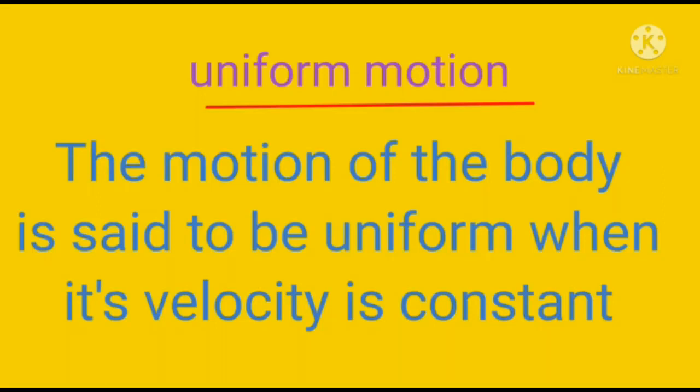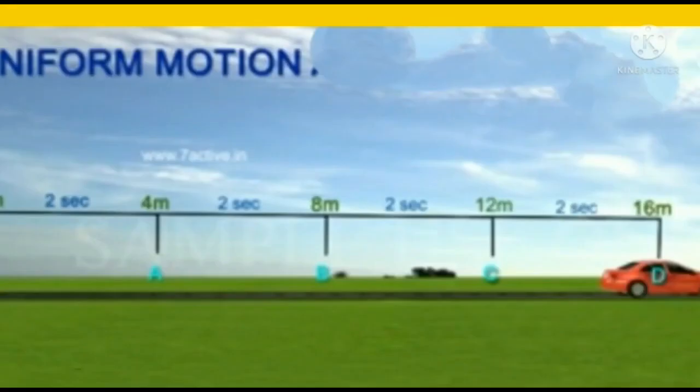Uniform motion. The motion of a body is said to be uniform when its velocity is constant. Here, instantaneous speed is equal to average speed. Now we observe a figure.